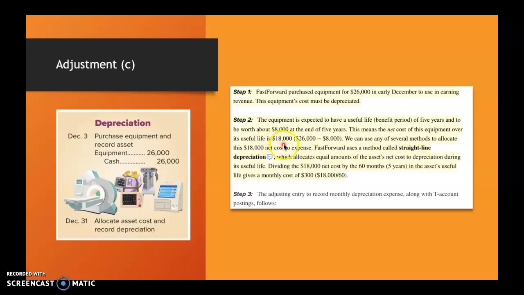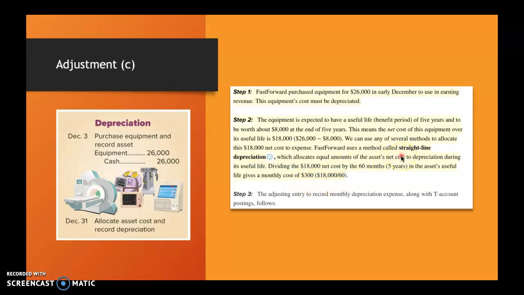depreciable cost, or the amount that we're going to depreciate, we're going to expense that on a straight line throughout its 5-year useful life. Some companies do it by year, some do it by month. In this case, they are doing it by month. There are 60 months in 5 years, so we take that $18,000 net cost and divide it by 60 months. This means every month our asset is depreciating $300 based on our straight line method.